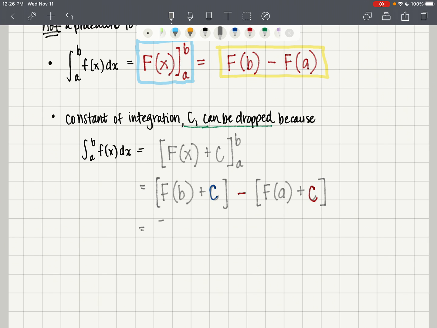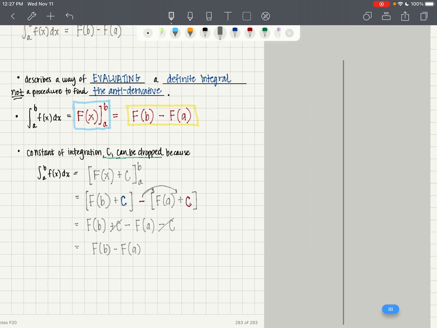And if you can't see that, I'll show you. F of b plus c minus all of F of a minus all of c. We're going to distribute that negative sign. And you can see c minus c cancels out, and we get F of b minus F of a. So it's kind of cool stuff right there. So when we're talking about definite integrals, we no longer have to worry about that constant of integration. We do have some properties.